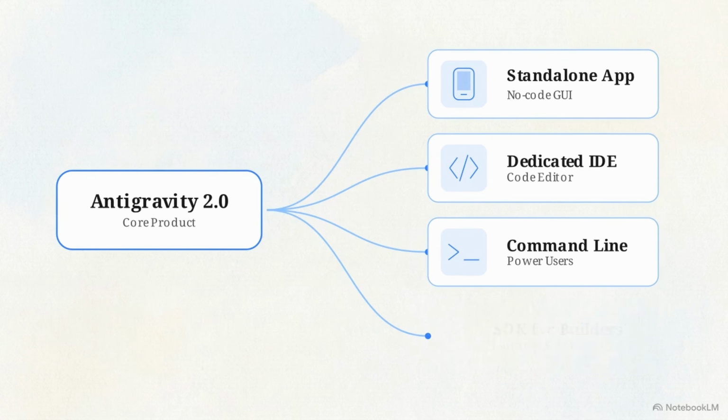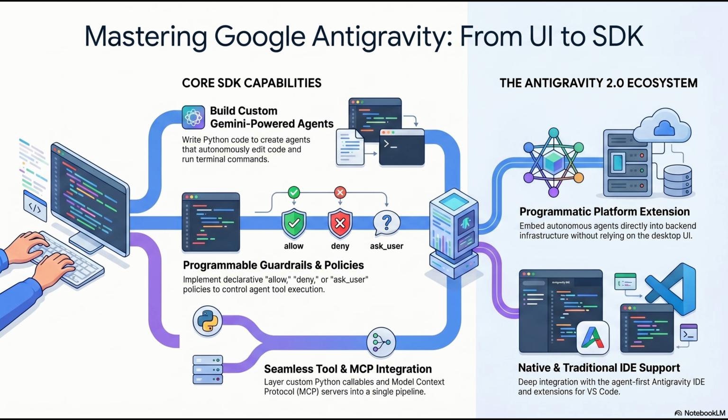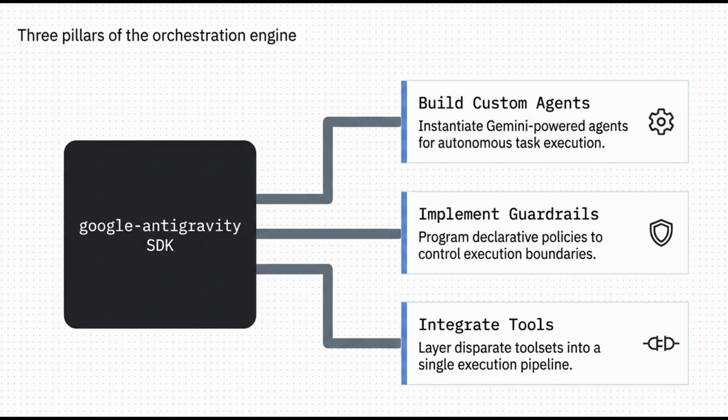Fourth, the Antigravity SDK. This is a game changer for advanced users. Google gives you access to the underlying code base, allowing you to build and customize your own AI agents.